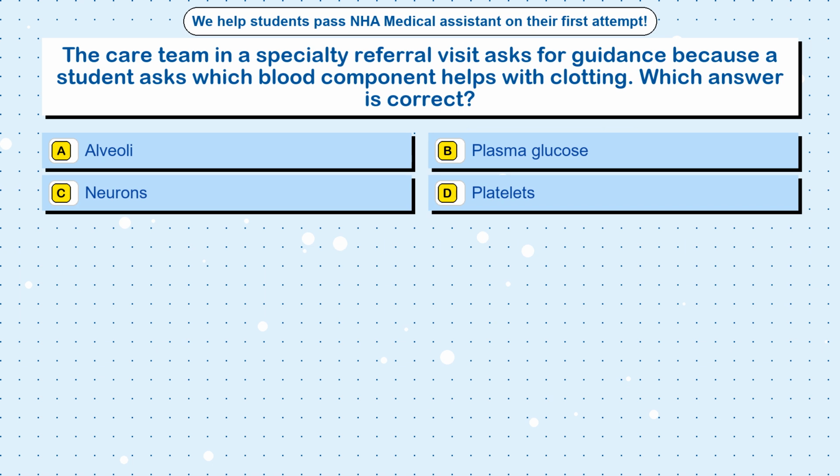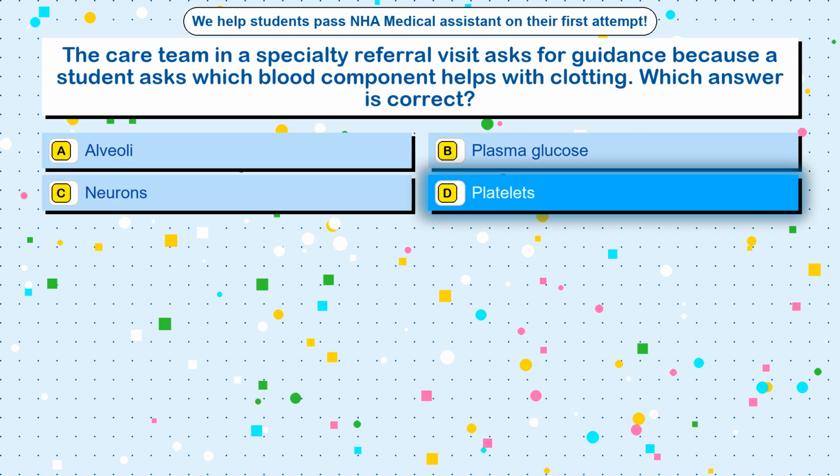Question 27. The care team in a specialty referral visit asks for guidance because a student asks which blood component helps with clotting. Which answer is correct? Option A, alveoli. Option B, plasma glucose. Option C, neurons. Option D, platelets.